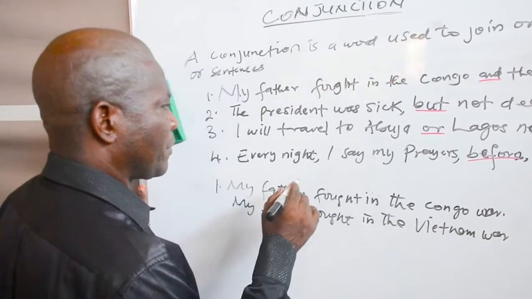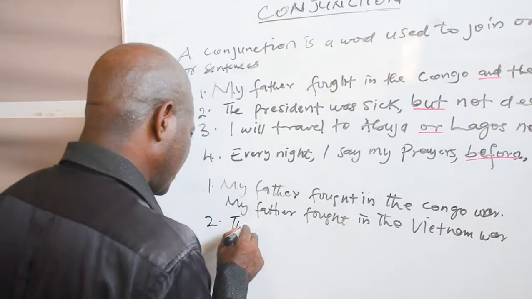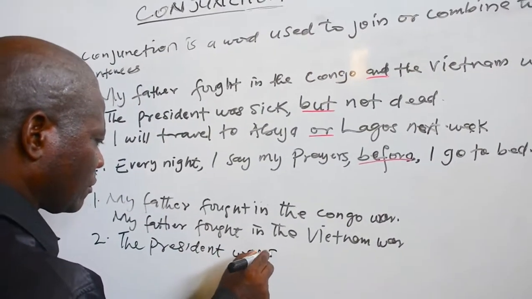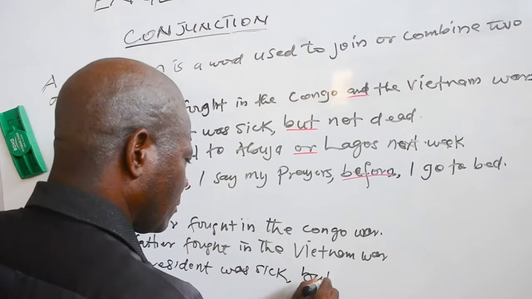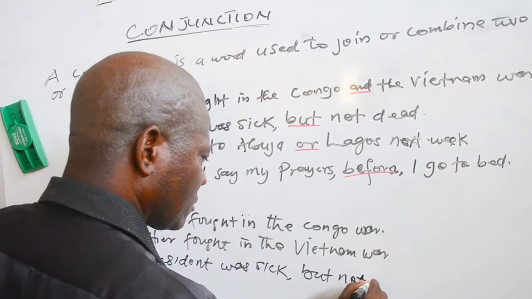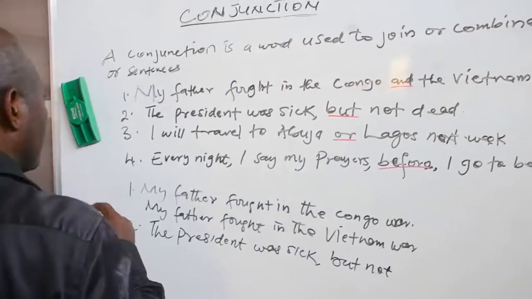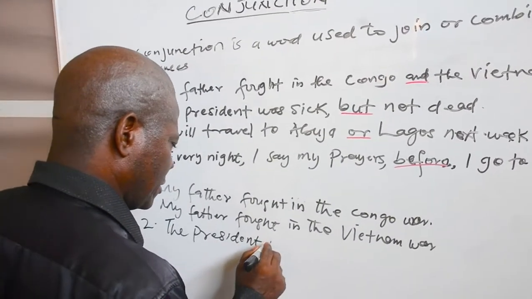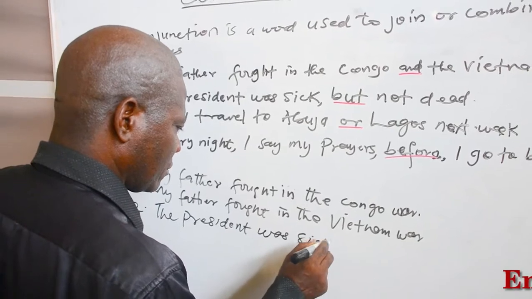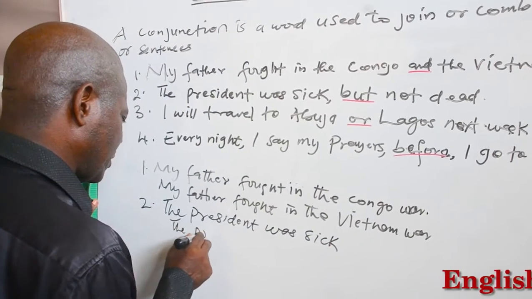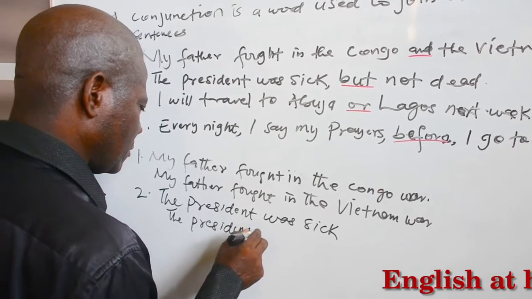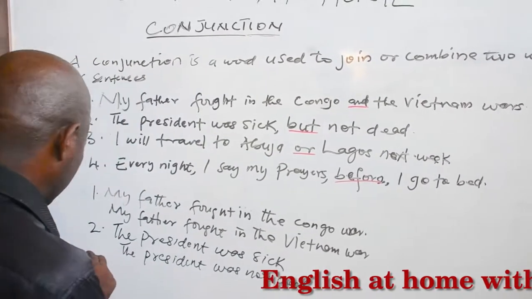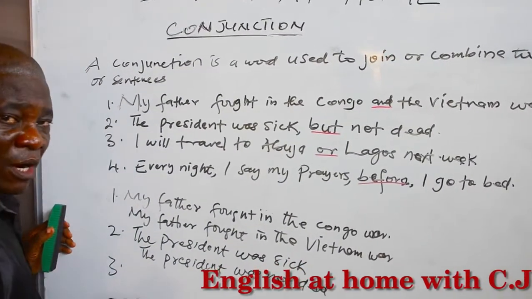Now number two, the president was sick but not dead. Assuming that we did not use the conjunction, would I have something like: the president was sick. The president was not dead. Unnecessary repetition of the same expressions. I hope you are understanding that.